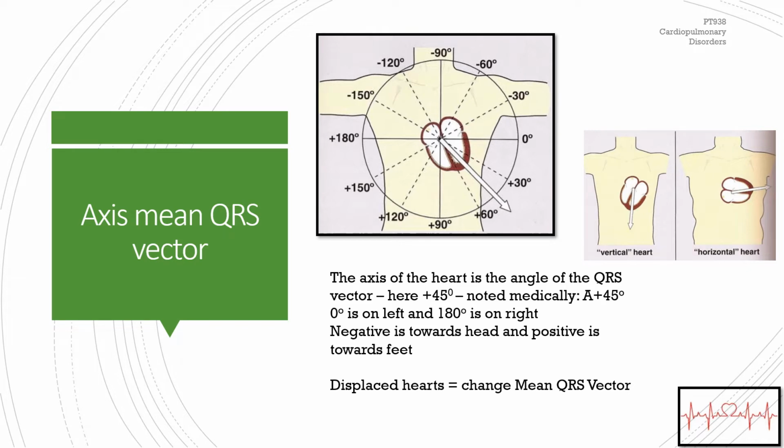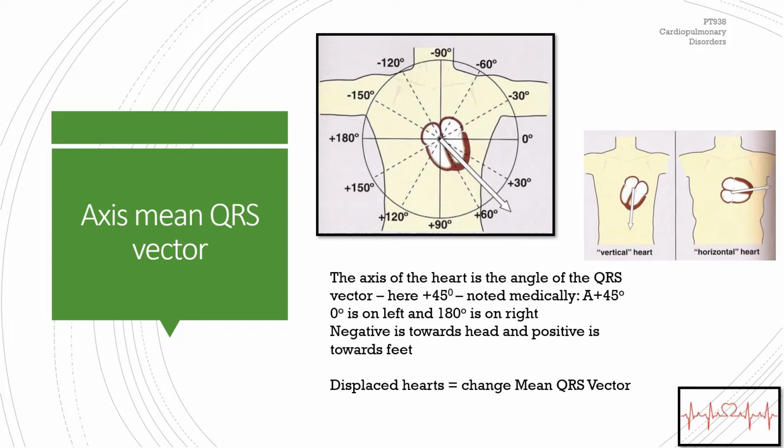What this is noted is because if the heart is displaced, say it sits vertically or horizontally in the chest cavity, then the mean QRS vector would change. And if that changes, then it changes everything about how we read the 12-lead EKG from the very beginning. Because remember that the AV node is always going to be the tail of the mean QRS vector, and then we're summing all those tiny arrows to one mean vector.